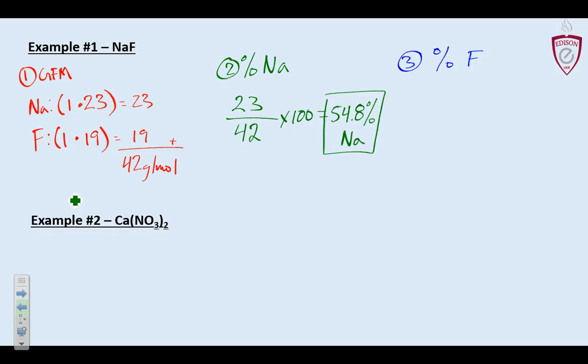I want to be accurate here because when I'm done, to check my work, my percents should add up to 100.